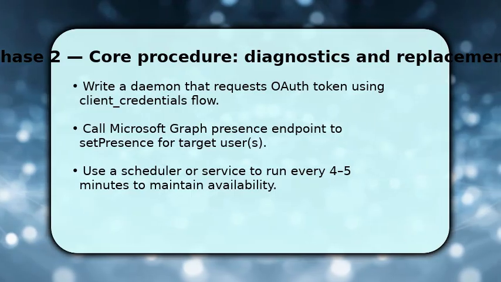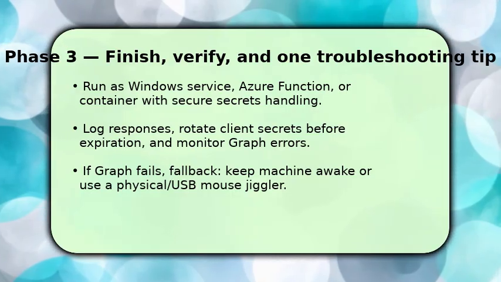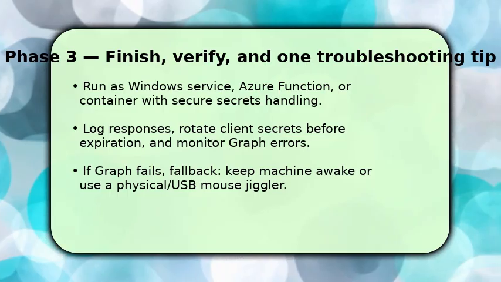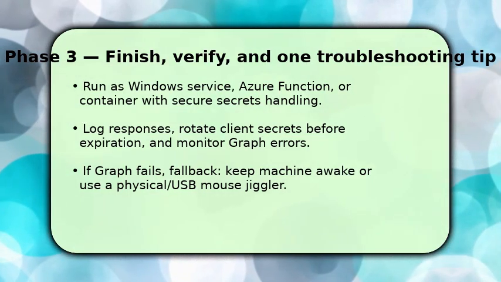Deploy your daemon as a Windows service, Azure function, or container and store secrets in Key Vault or a secure store. Once deployed, monitor logs for 401/403 errors and rotate the client secret before it expires.